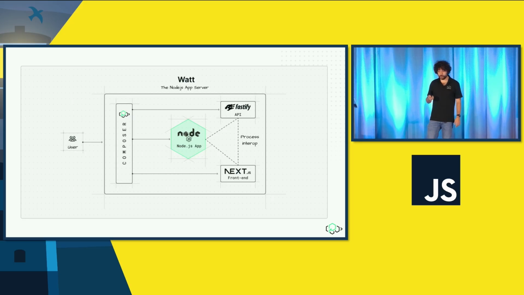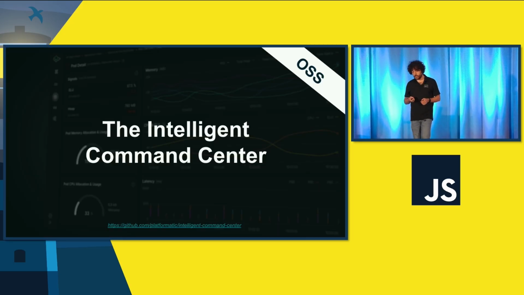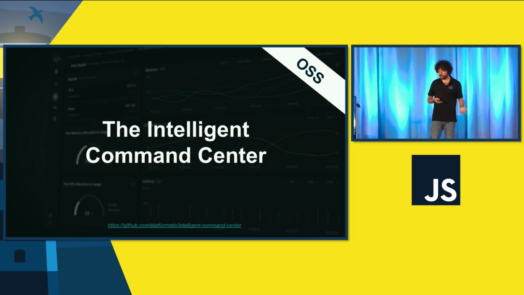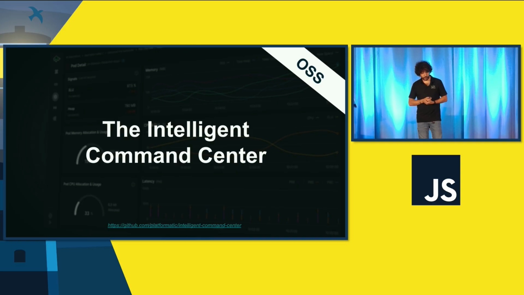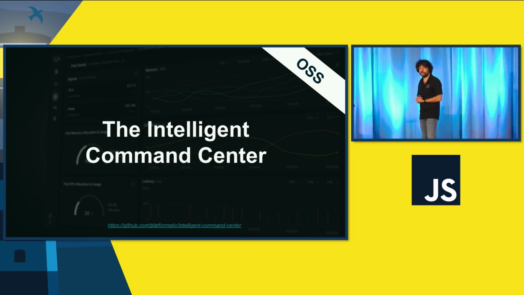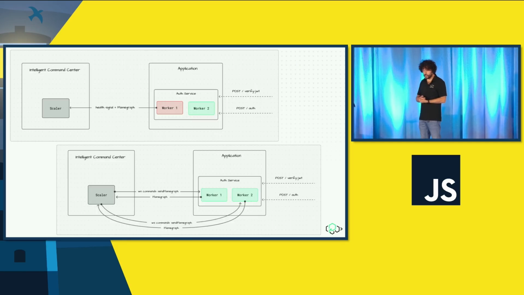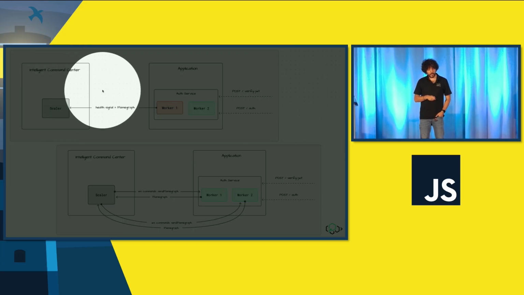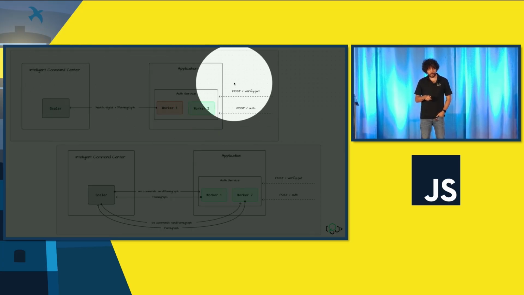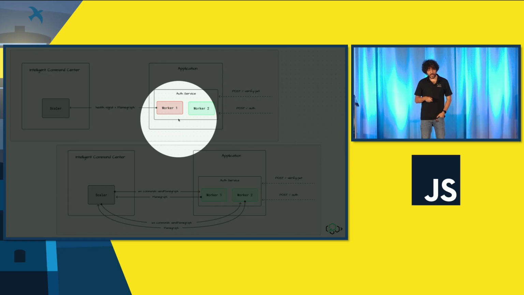Then on top of this, we have created something called the Intelligent Command Center, still open source. It also has a commercial version. And this is your flame graph controller that I described before. So how does it work? We have the Intelligent Command Center, and we have the application running Watt. This is your Watt instance.